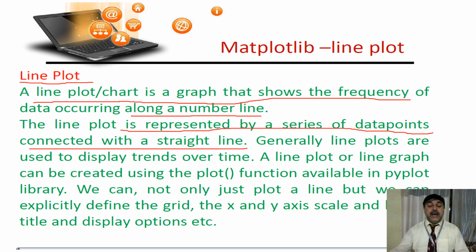That means there should be a line which will be connected. Suppose this is your axis, and in this axis a graph has been plotted in this particular format. This is a line graph, and it has been plotted based on the particular data points given to it. It has an x-axis and a y-axis. Based on the scale of the x-axis and y-axis, the data will be plotted. So there will be a grid.